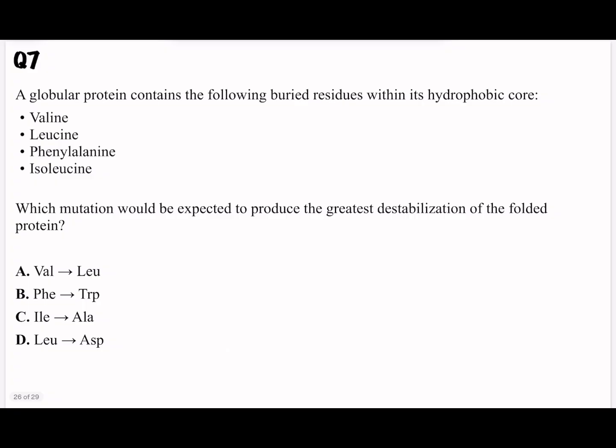All right, moving on to question 7. It reads, a globular protein contains the following buried residues within its hydrophobic core: valine, leucine, phenylalanine, isoleucine. Right off the bat, we can stop right there. We know that these are hydrophobic. Phenylalanine, we know this is aromatic, and we know this is hydrophobic as well.